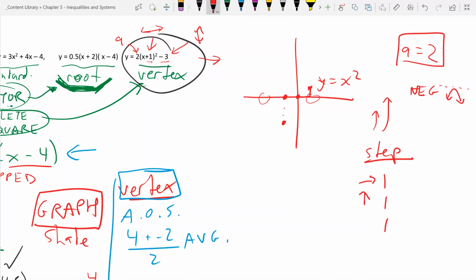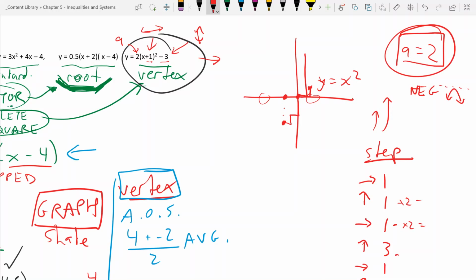Then the next thing you do is go over 1, up 3. Over 1, up 5. And you can kind of see the pattern. It's increasing every time. It's odd numbers. Because we had an a value of 2, instead of doing our normal step pattern, over 1, up 1, over 1, up 3, over 1, up 5, we're going to do everything times 2.